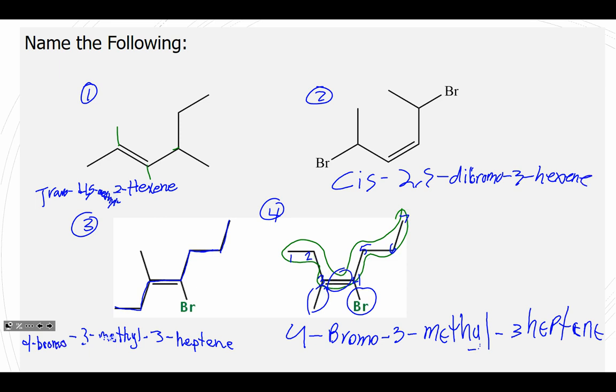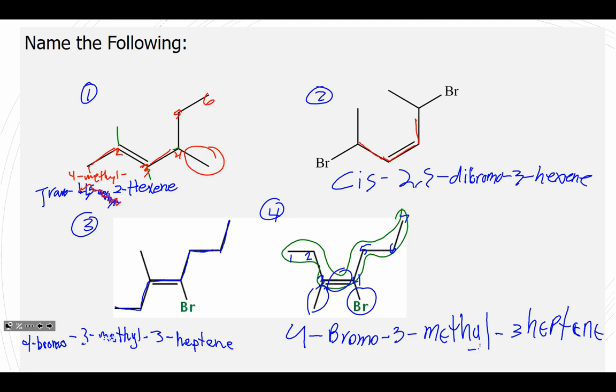Okay. Let's go through these really quickly. So this is a trans, because it's opposite. This is lower, this is higher. And at numbers 1, 2, 3, 4, 5, 6, we just have one group coming off. You see that? So I don't know exactly what this is, but it should be 4-methyl, and then 2-hexene. Number 2, this position here, this is cis.